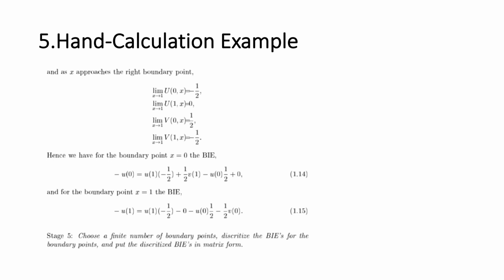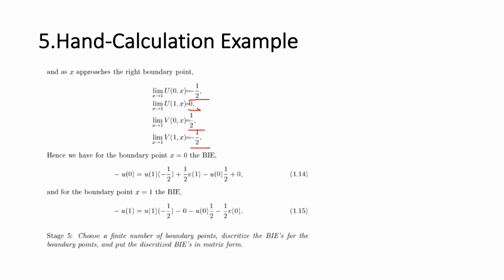And as x approaches the right boundary point, we have the limit as x approaches 1 for u of 0x gives us negative 1/2. The limit as x approaches 1 for u of 1x gives us 0. The limit as x approaches 1 for v of 0x gives us 1/2. And for v of 1x, the limit as x approaches 1 gives us negative 1/2.